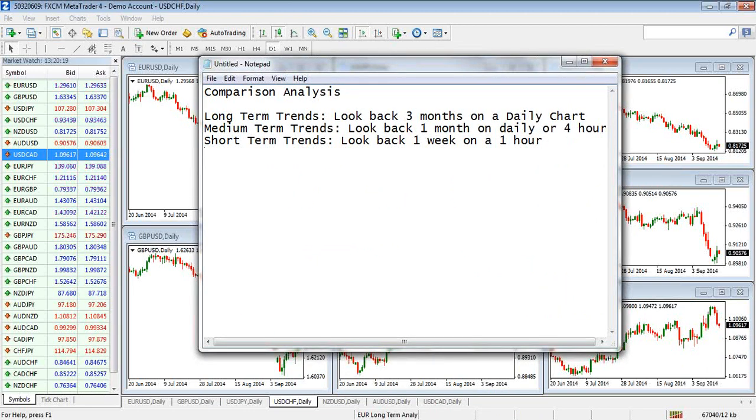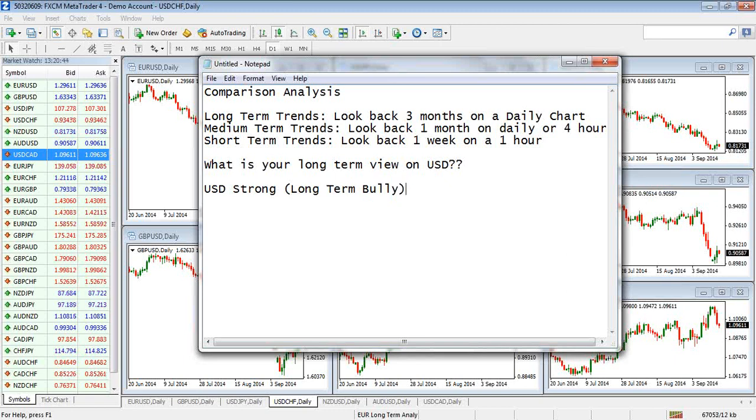So when you look at all these charts, if I showed you all these charts on the dollar, the easy thing is, what is your long-term view on USD? Well, obviously you would consider the USD to be very strong, and that's the prevailing trend. You would also consider the USD to be the long-term bully in the schoolyard. Why? Because it's been kicking the crap out of all the other currencies on the screen. And that is an example of comparison analysis on your charts, looking at actual price action.